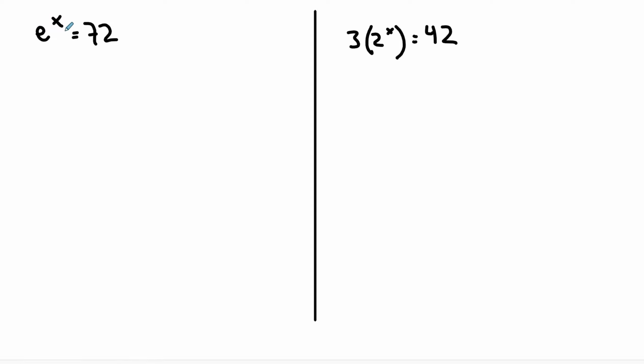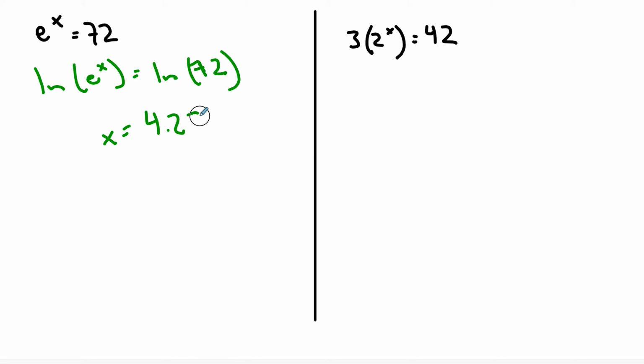All right, e to the x equals 72. How can we get rid of the e to the x? Well, couldn't we take the natural log? Because what's the inverse of an exponential base e? Why, a log base e, right? Now, can you take the natural log of 72? The answer is yes, and you get right around 4.27.